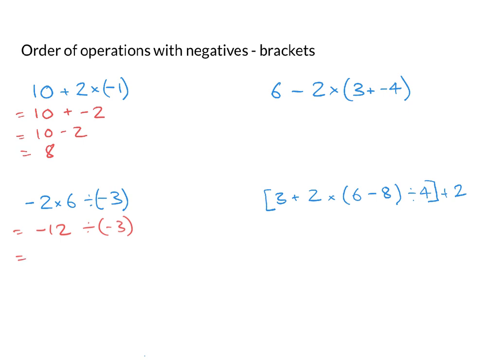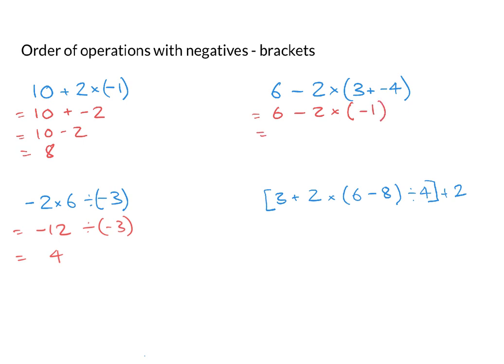12 divided by 3 is equal to 4, so the answer is positive 4. Now to the top right. I have a bracket, so I must do that first. So I leave everything else in its place in the same order. My bracket is 3 plus minus 4. 3 plus minus 4 is equal to 3 minus 4, which is equal to minus 1.